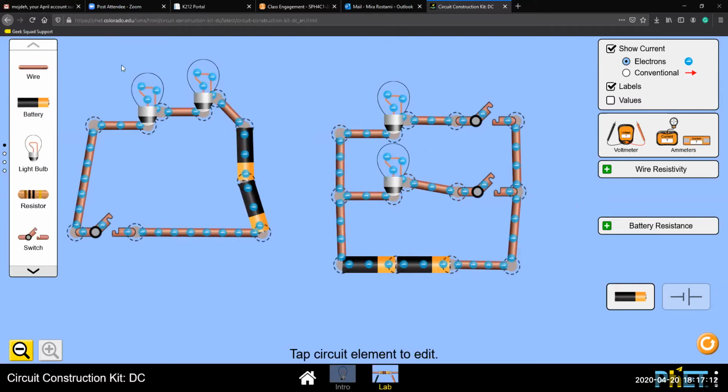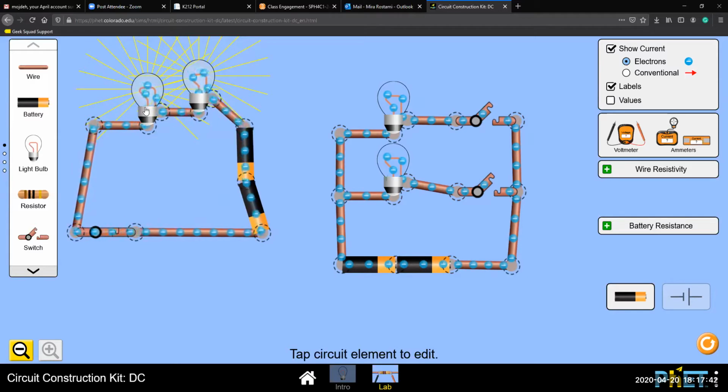So if you compare this circuit with this one, if I close the switch in here, imagine this electron here. It goes to this light bulb and then moves to the other light bulb, and then it keeps going and eventually comes back in here, right? So there is no other way.